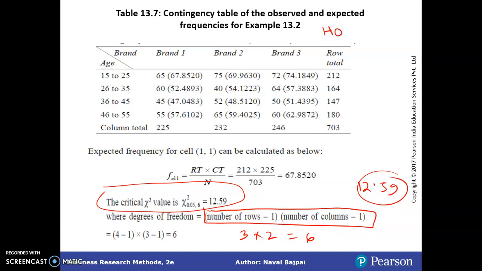When our null hypothesis cannot be rejected, we say there is no difference between the age groups for these brands, or we say these two variables are independent of each other. They do not relate to each other.